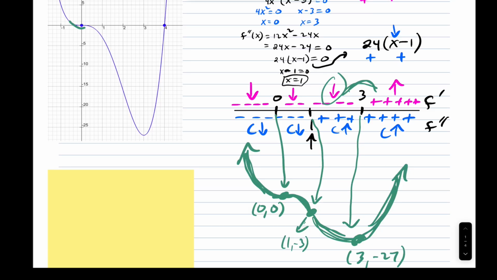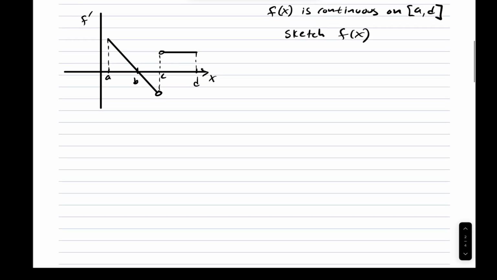You have the flat spot there around 1, you get the point of inflection where it's first concave down, then it's concave up, and at 3 you got the minimum. All right? Okay. Now, I got another one lined up, which is here.